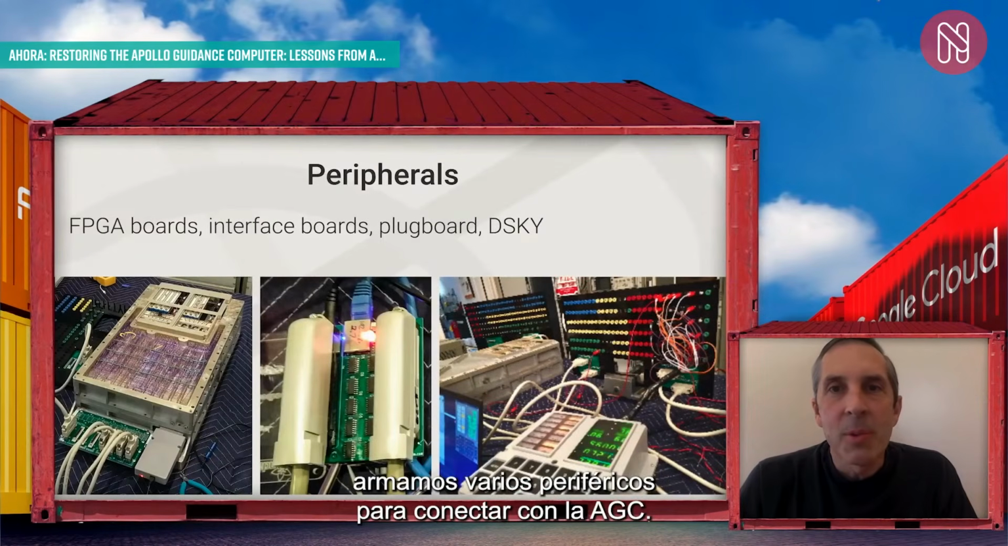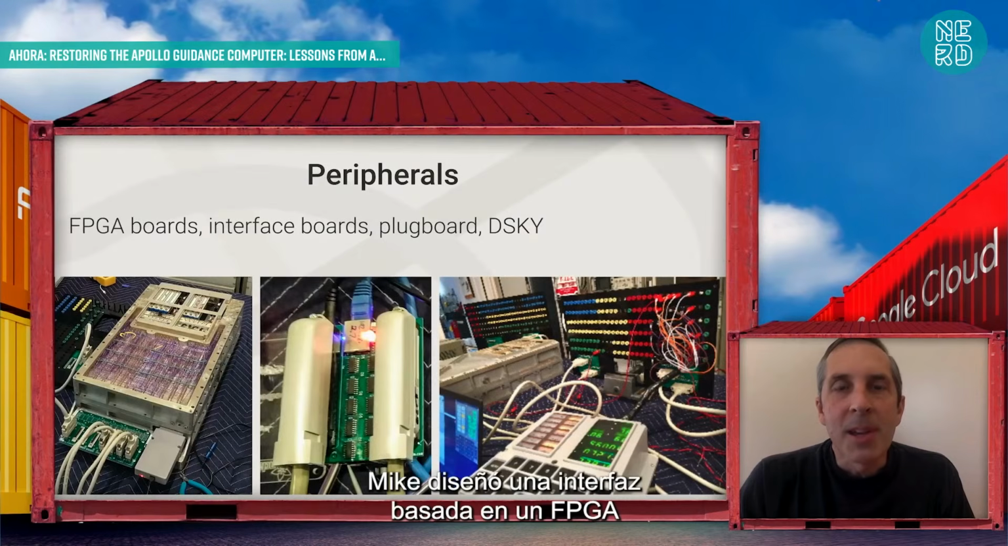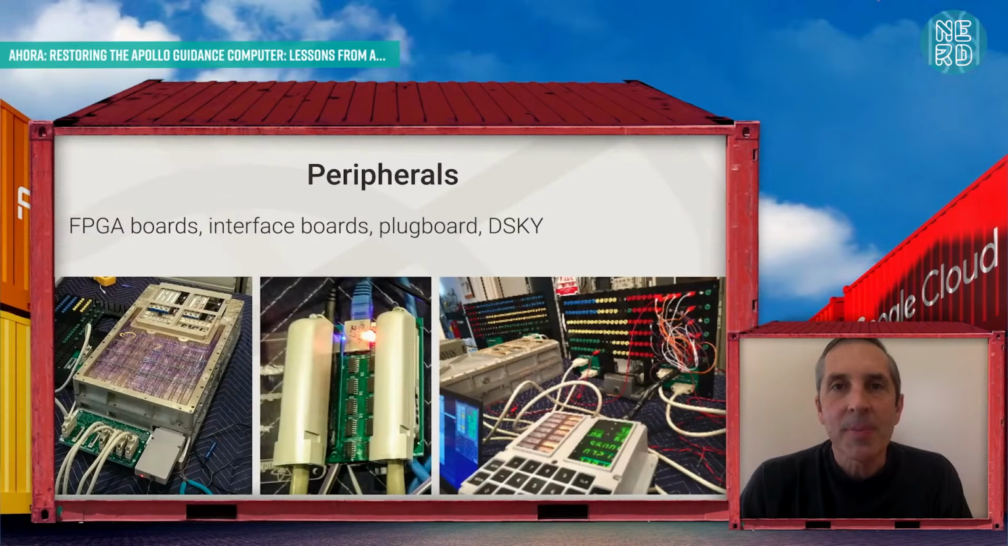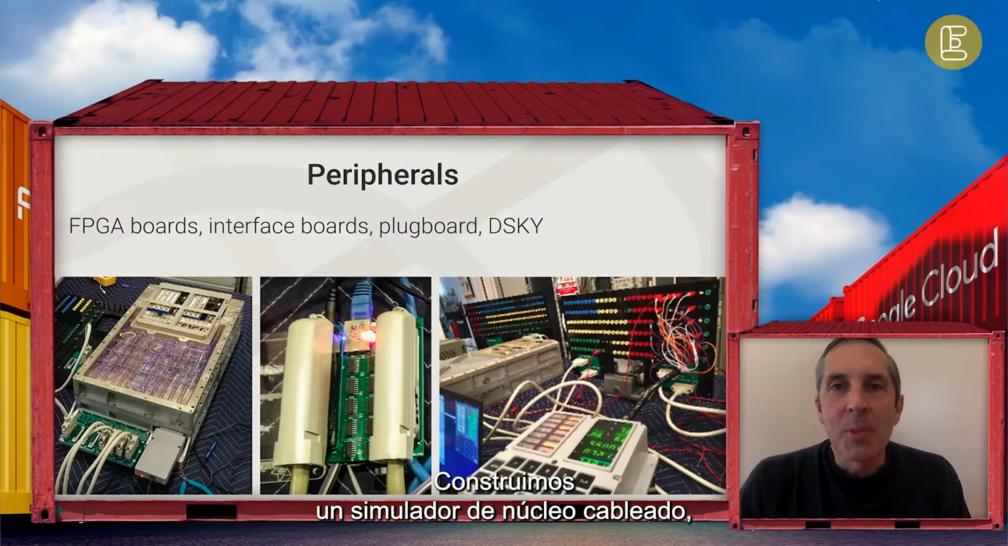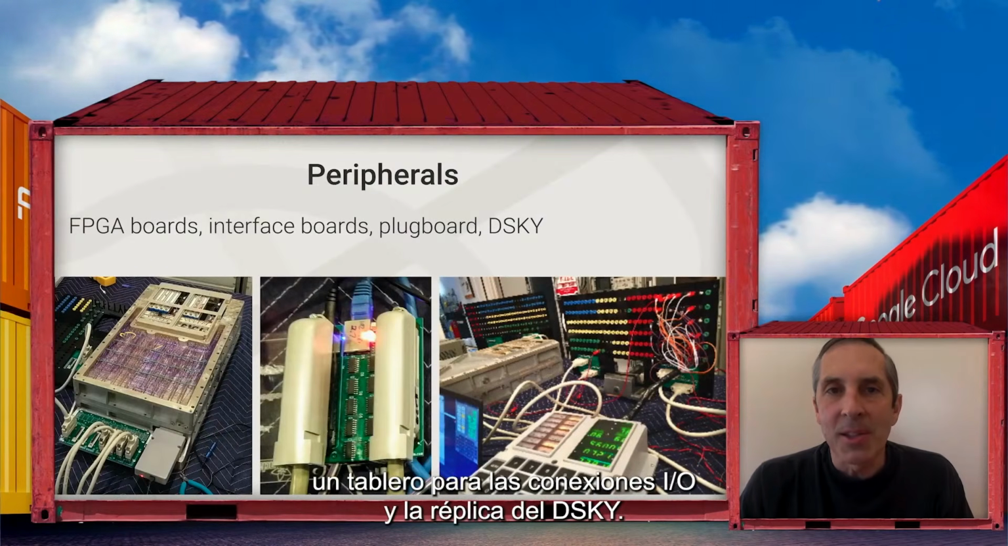Once we had pins, we built a bunch of peripherals to hook up to the Apollo guidance computer. Mike designed an FPGA-based interface that plugged into the test connector on the Apollo guidance computer and gave us full control. In the first photo, you can see it plugged into the AGC. We also built a core rope simulator, a plug board for the I/O connections, and the replica DSKY.